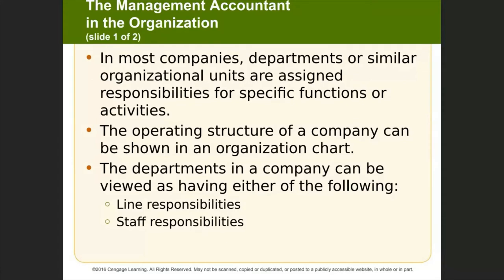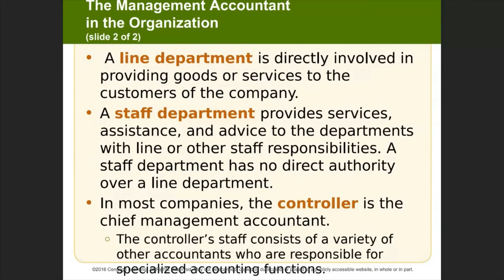The departments in a company can be viewed as either having line responsibilities, or they can have staff responsibilities. A line department is directly involved in providing goods or services to the customers of the company. And a staff department provides services, assistance, and advice to the departments with line or other staff responsibilities. A staff department has no direct authority over a line department.